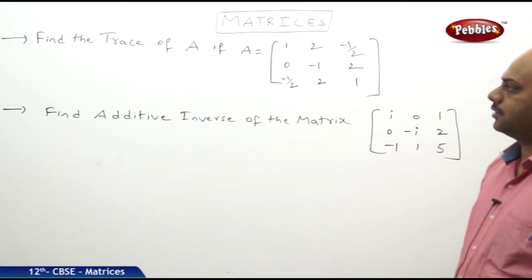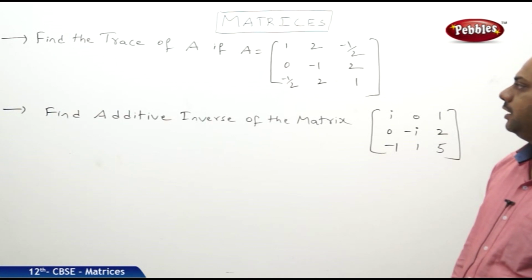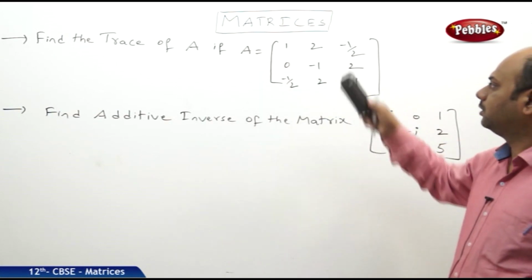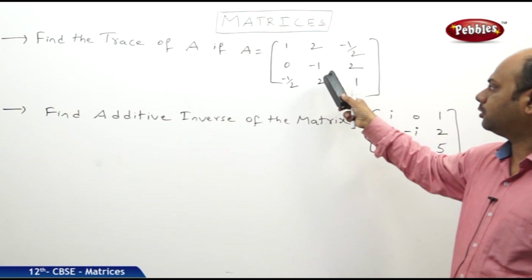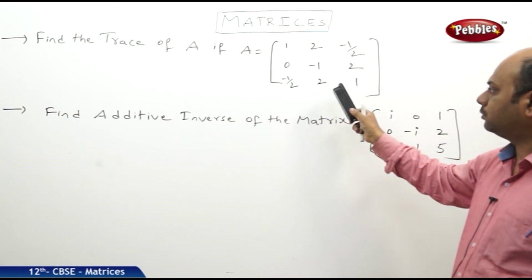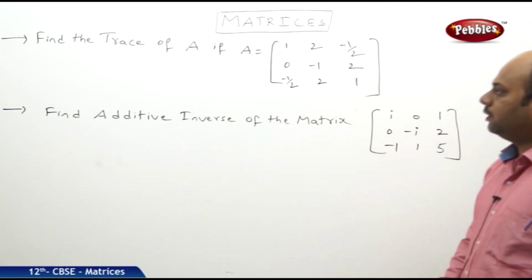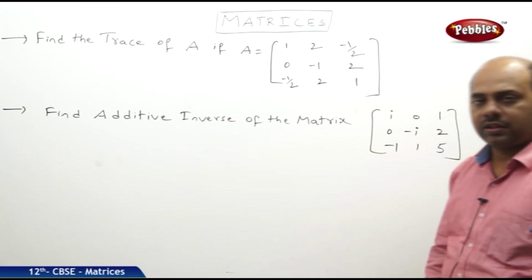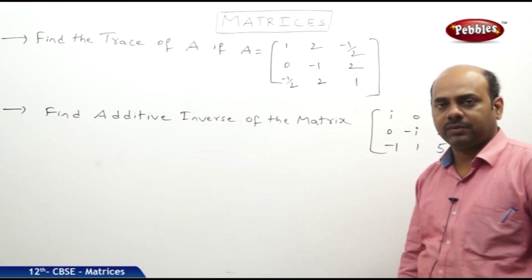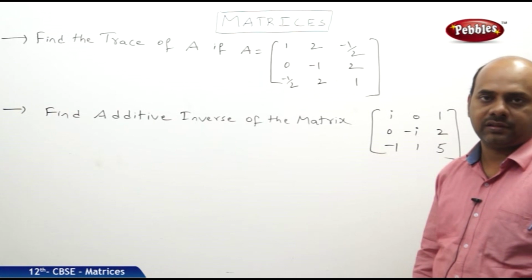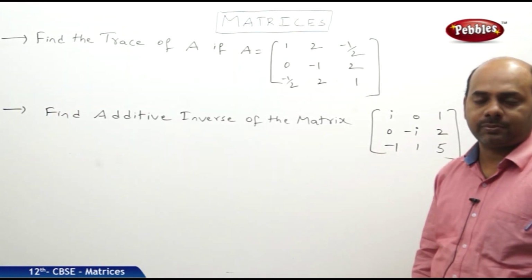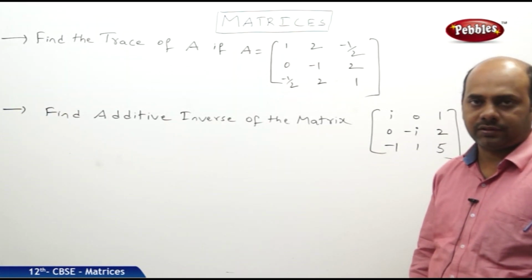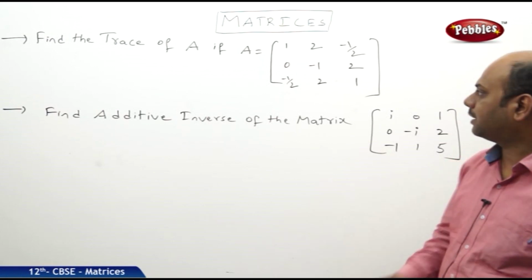He is asking us in the first question, trace of A, given A is equal to 1, 2, minus 1 by 2, 0, minus 1, 2, minus 1 by 2, 2, 1. If you observe carefully, we shall recall once again the definition of trace of a matrix. What is the trace of a matrix telling? Addition of all principal diagonal elements of a square matrix is known as the trace of a matrix.